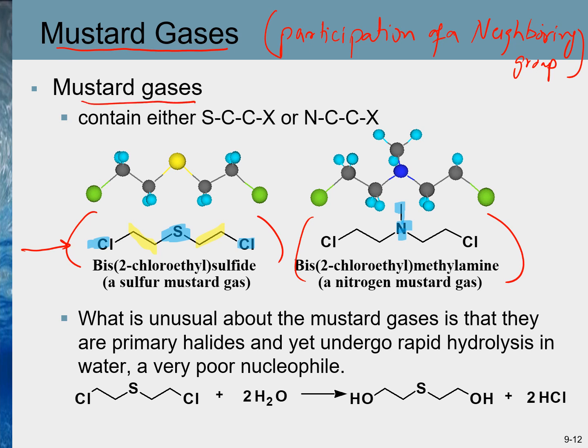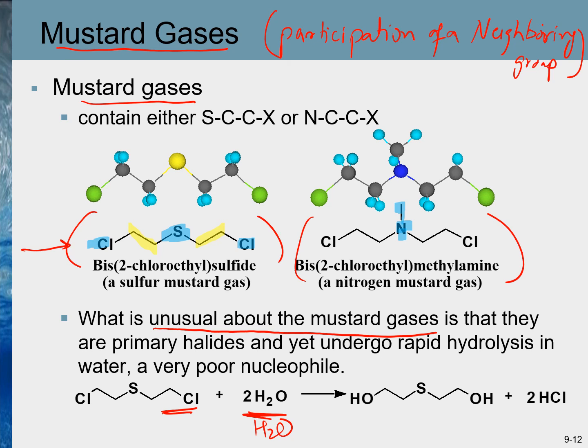The unusual thing about the reactivity of mustard gases is that they are primary halides, and yet they undergo rapid nucleophilic substitution reactions with weak nucleophiles. We learned earlier that primary alkyl halides do not go nucleophilic reaction with weak nucleophile. For primary halides, we do need a stronger nucleophile. But this reaction of a weak nucleophile, such as water, is unique.